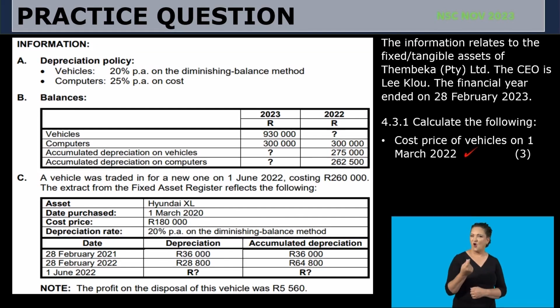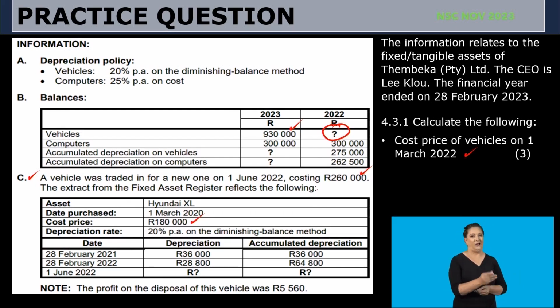Cost price of vehicles on 1 March is this question mark here. So we want to know, what was the cost price of the vehicles on 1 March? We know that as of 28 February, it is 930,000. That is at the end. And then, information C tells us a vehicle was traded in. So there is disposal now, costing 260,000. The extract of the fixed asset register reflected the following. Okay, so we have a new one and an old one that was disposed. Remember, that was a trade in.